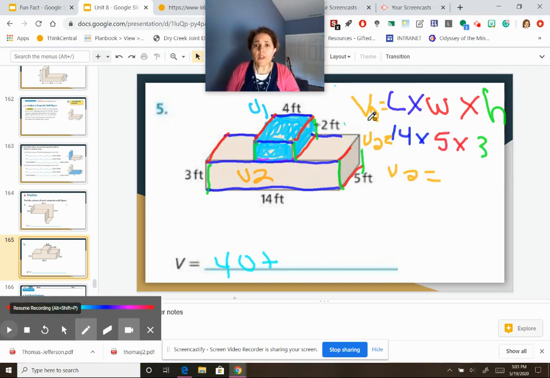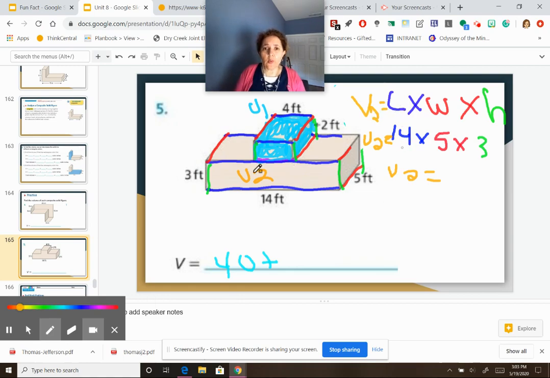Okay, so for volume 2, if you got a length of 14, you're right, the length's right here, clearly 14. The width right there, 5, and the height right here, 3. So the length is 14, the width is 5, and the height is 3. I'm going to multiply either 14 times 5 and then times 3, or 5 times 3, either way. I think I'm going to do 5 times 3 is 15, and multiply 14 times 15. Pause the video and figure that out.